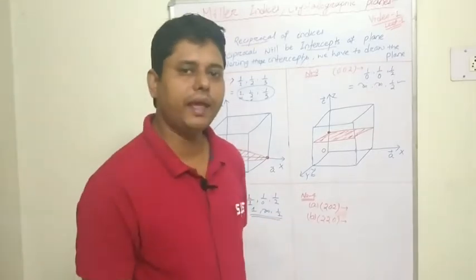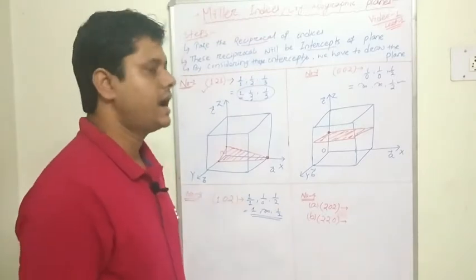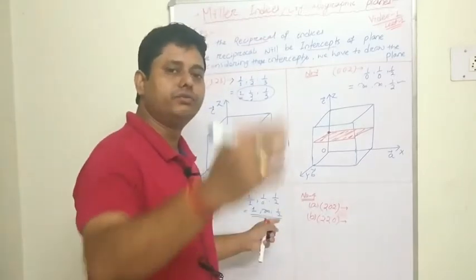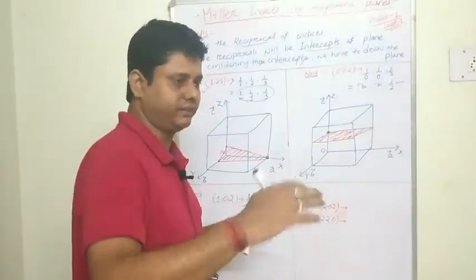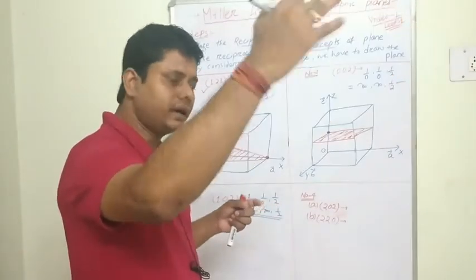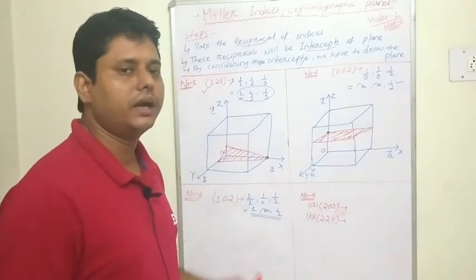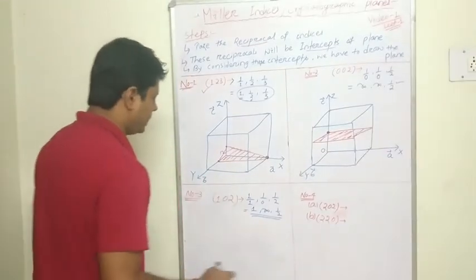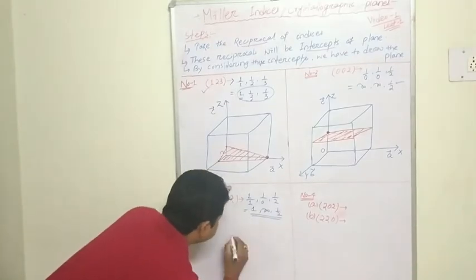That means the plane has to cut the x-axis at 1 unit and the y-axis at infinite, that is, it will be parallel to the y-axis, and the plane has to cut the z-axis at 1 by 2. So we have to draw the unit cube first.